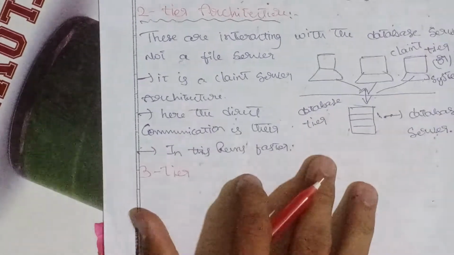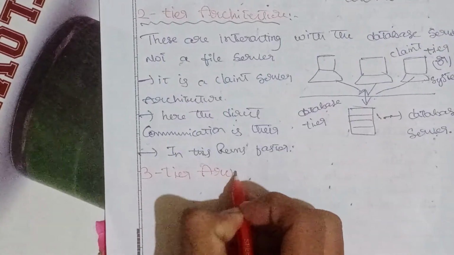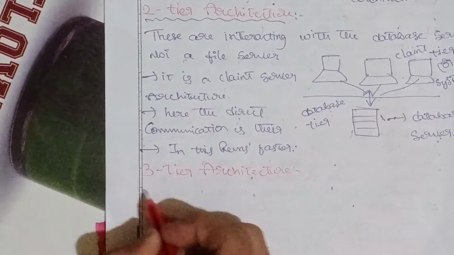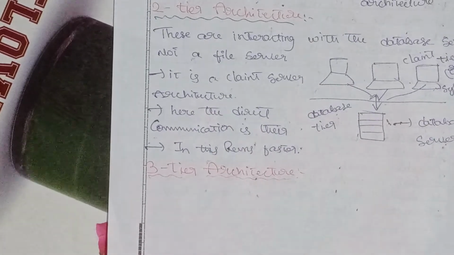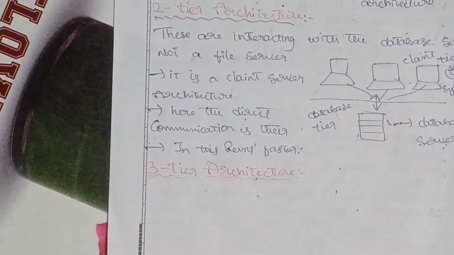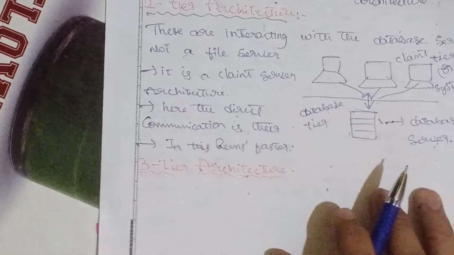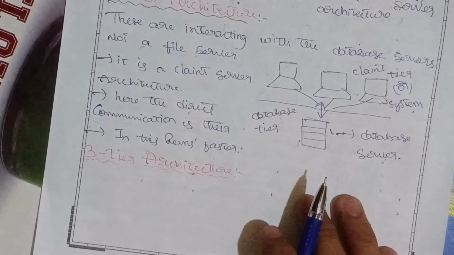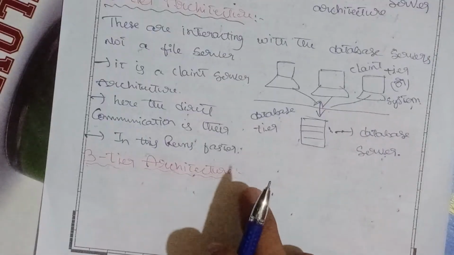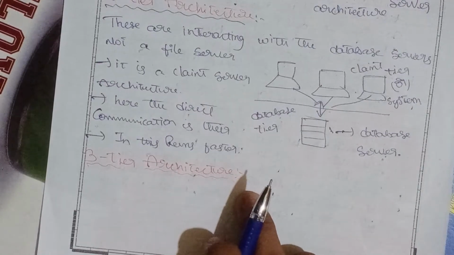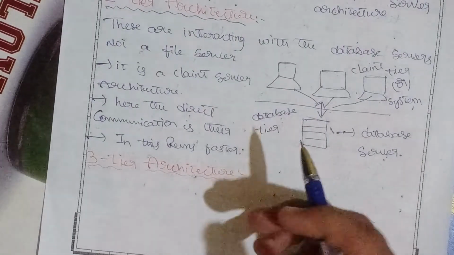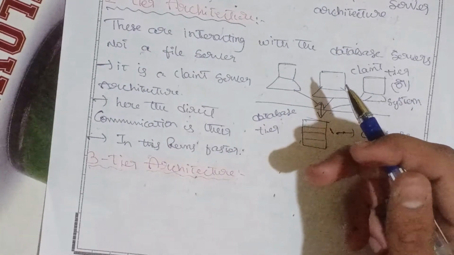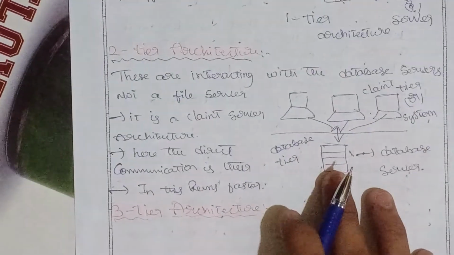Three-tier architecture. Nowadays everyone follows the three-tier architecture. This three-tier architecture completely depends upon networking and web page applications. Now three-tier is on cloud also. Now let us see what three-tier means.